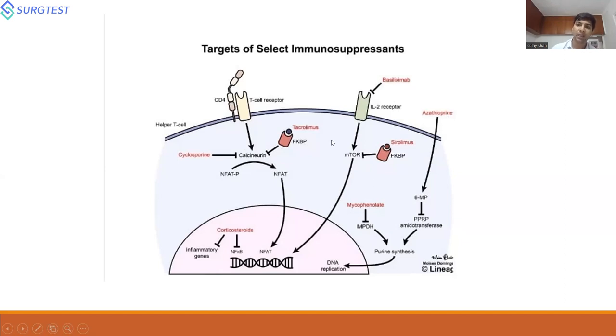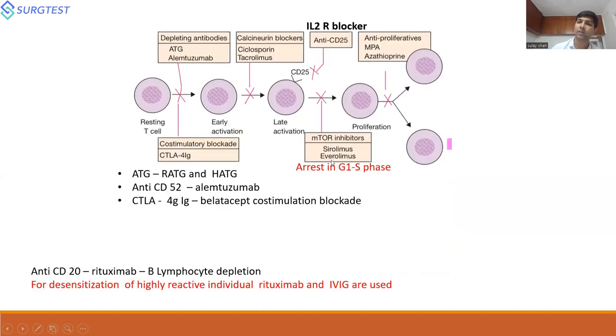It basically blocks purine synthesis by a lot of pathways, ultimately blocking DNA replication, and so again the proliferation is blocked. So calcineurin blockers: cyclosporine, tacrolimus; mTOR inhibitors: sirolimus and everolimus. mTOR is mammalian TOR. TOR is used for transcription of rapamycin, the other name for sirolimus.